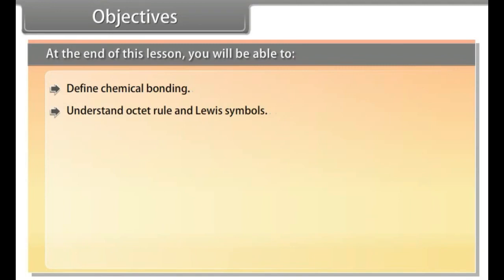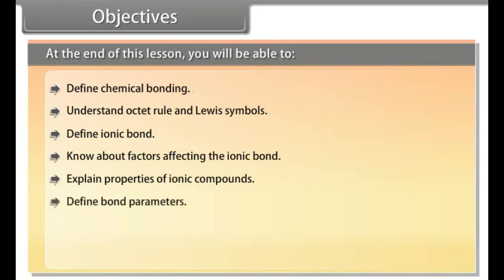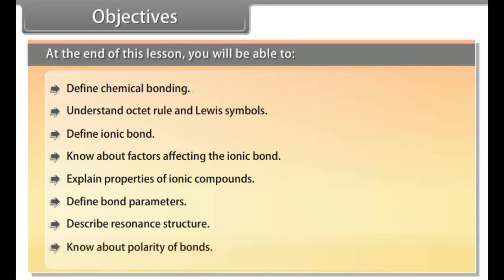At the end of this lesson, you will be able to define chemical bonding, understand octet rule and Lewis symbols, define ionic bond, know about the factors affecting the ionic bond, explain properties of ionic compounds, define bond parameters, describe resonance structure, know about polarity of bonds.